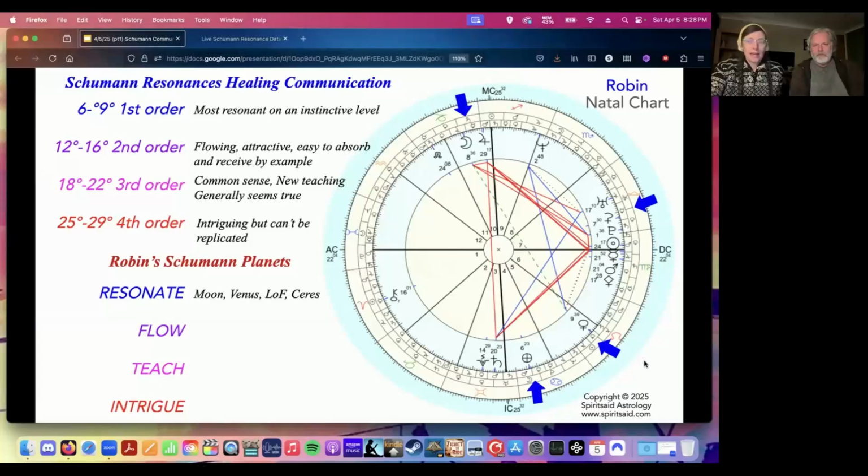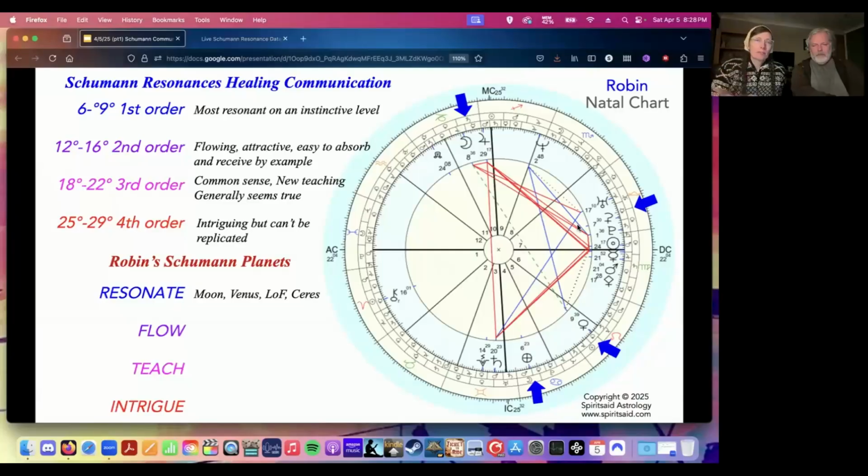Now, I'll mention that I added some extra asteroids here. So I've got my moon at the top of the chart. I've got Venus down at the bottom of the chart. I've got my lot of fortune. That's what LOF stands for there, lot of fortune. And then I've got my Ceres over here. Ceres is this thing that looks like a sickle, and it basically is an asteroid that has to do with your connection with nature.